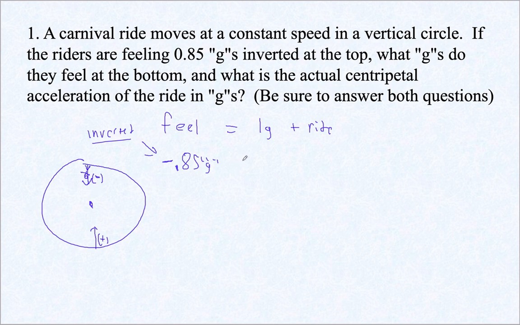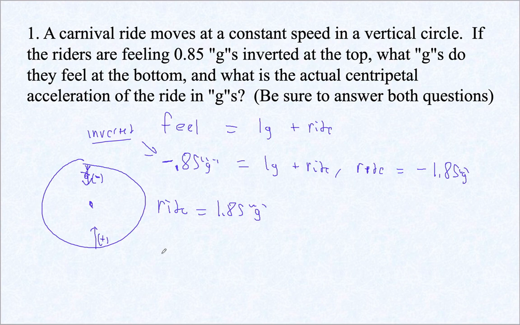Okay, let's see. So that equals 1G plus the ride. I'm going to go out on a limb here and say that the ride is accelerating down at the top at negative 1.85 Gs. I think that works, right? 1G plus negative 1.85 is negative 0.85, right? Okay, so the ride is accelerating at 1.85 Gs. The reason it's negative at the top is that, of course, it's always negative. It's accelerating toward the center, right?